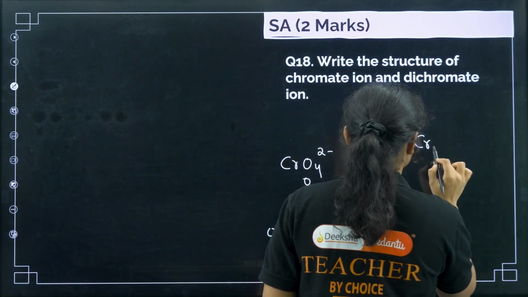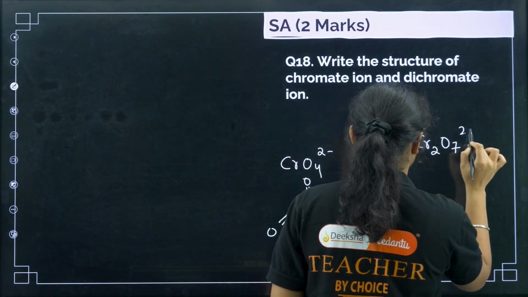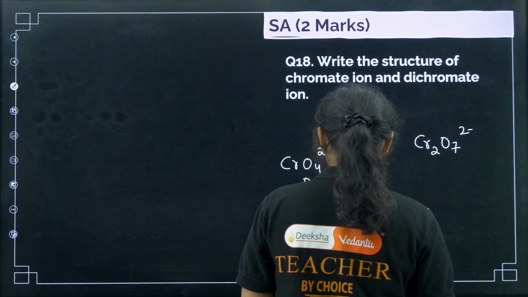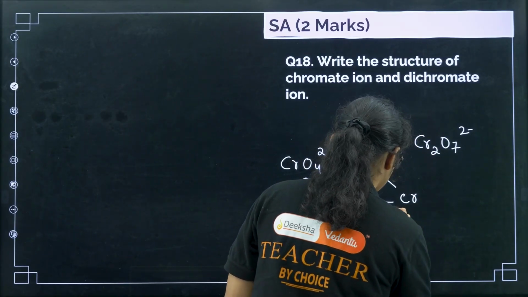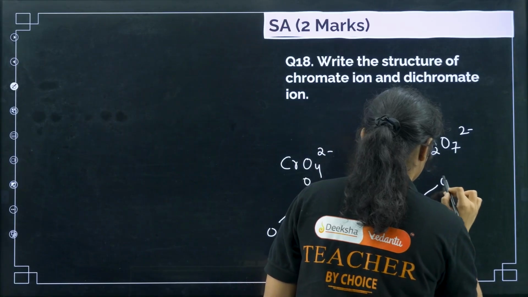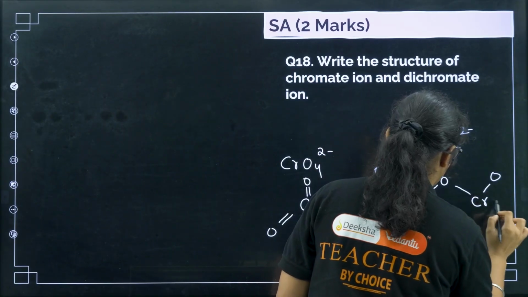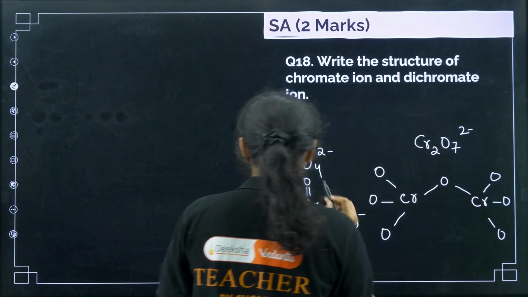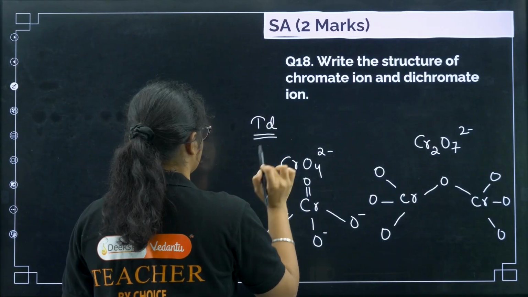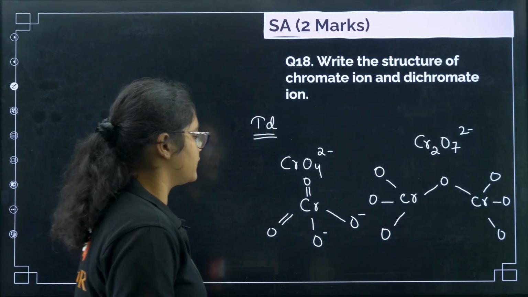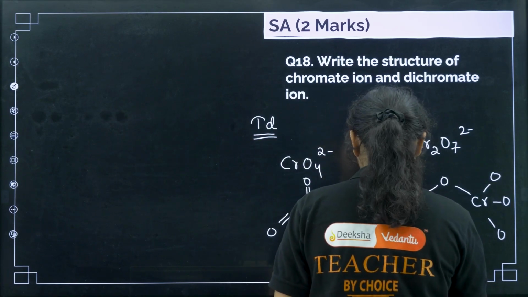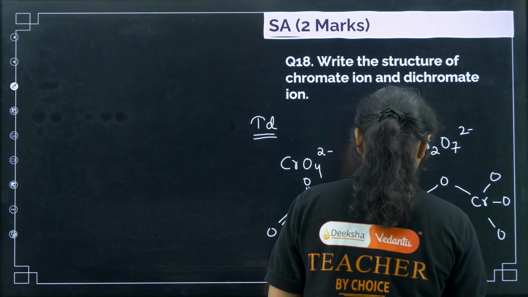Next you have Cr2O7 2-, okay, dichromate. So here the structure is like this. We have chromium, you have oxygen, okay, and you have connected to another oxygen, and then you have oxygen. Okay, so both are what? Tetrahedral geometry. Okay. Next, one more thing. Yeah, I have forgotten to put the double bond. This is like this.